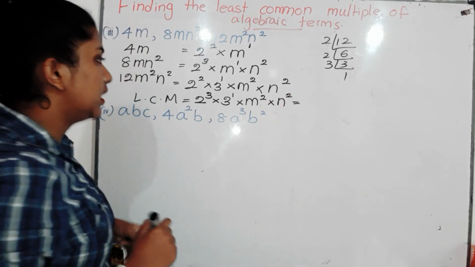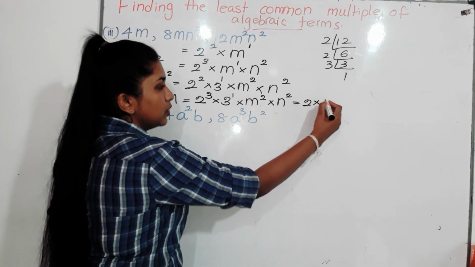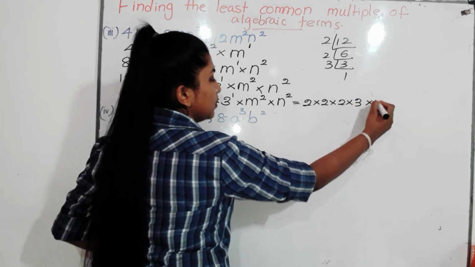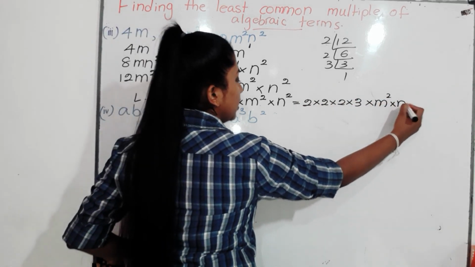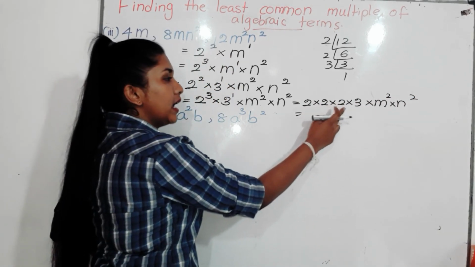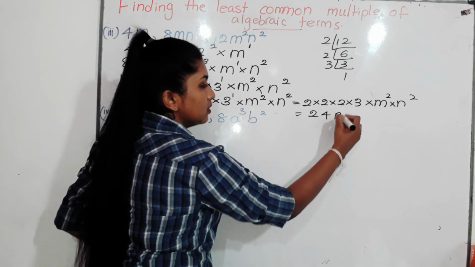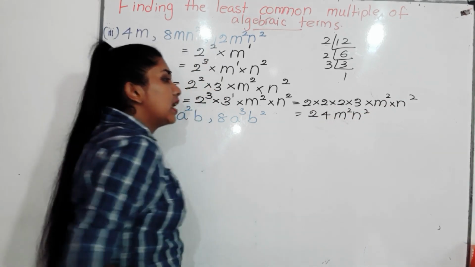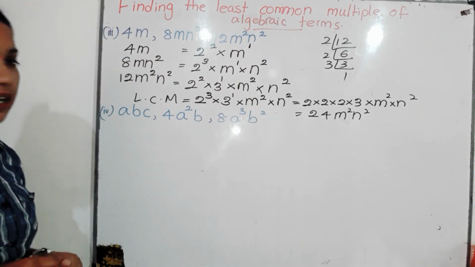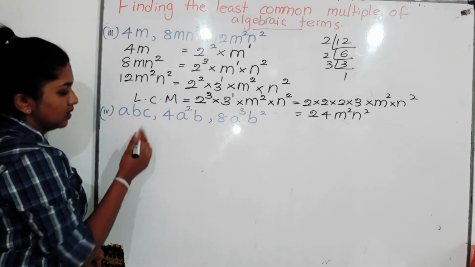2 to the power 3, if you want, you can expand this: 2 into 2 into 2 into 3 into m squared into n squared is 2 into 2, 4, 4 into 2, 8, 8 into 3, 24, m squared, n squared. So the LCM of these three numbers is 24 m squared n squared. Then next example, ABC.